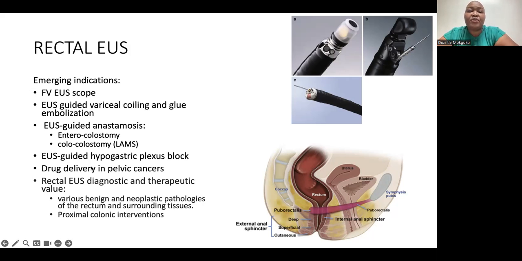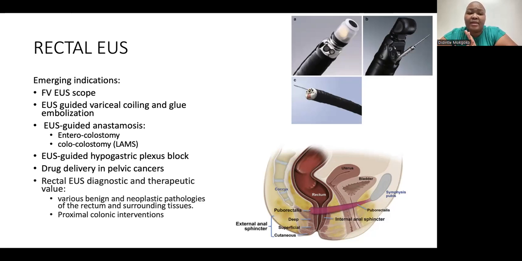Obviously for palliation, there's EUS guided hypogastric plexus block, similar to what we do in the celiac plexus, for patients with malignant pelvic disease. That is for palliation. Also drug delivery in pelvic cancers, and brachytherapy into the prostate using EUS, minimizing radiation for patients.